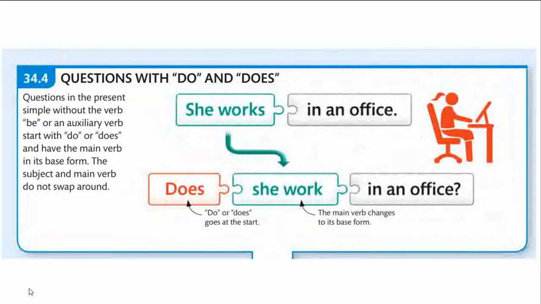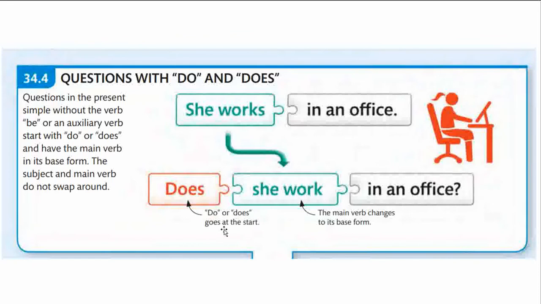The next pointer that we have is do and does, use of do and does. Now, it is slightly different. Kindly pay attention. Over here, you can see the sentence, she works in an office. That's a statement. Now, she works in an office remains as such. Over here, the subject and the verb do not change. We bring in an extra word, that is does. Does goes with only the third person pronoun, that is he and she.